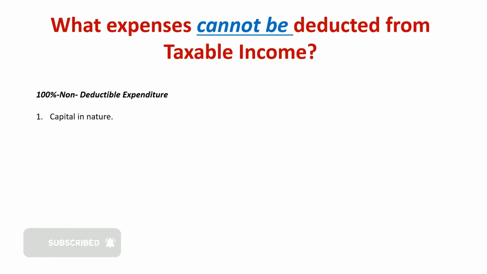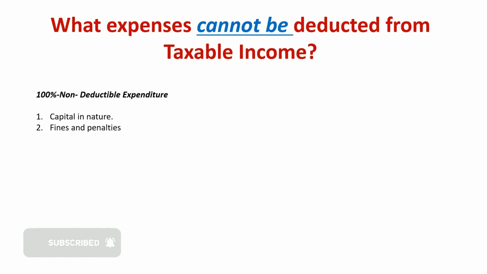Number one is any expenditure that is capital in nature. Means you have spent any money to buy an asset, to buy furniture, equipment, anything else which is capital in nature, that amount you cannot deduct from the taxable income.